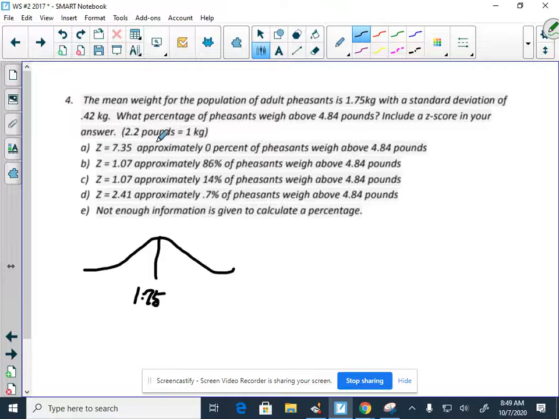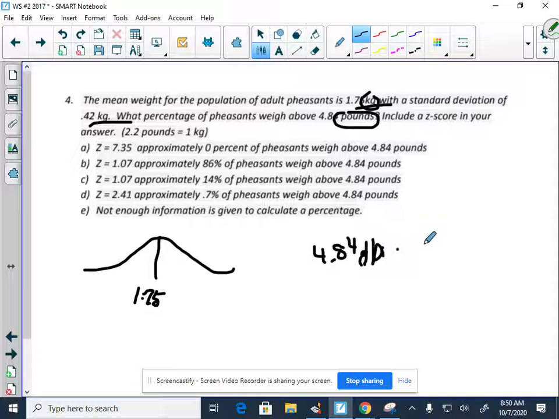It says standard deviation of 0.42. What percent weigh above 4.84 pounds? Uh-oh. Now look, one is in kilograms, one is in pounds. So since it gave the mean and the standard deviation in kilograms, I'm going to take this 4.84 and I got to convert it to pounds, or to kilograms, I mean. So 4.84 pounds, I know it should be LBS, right?